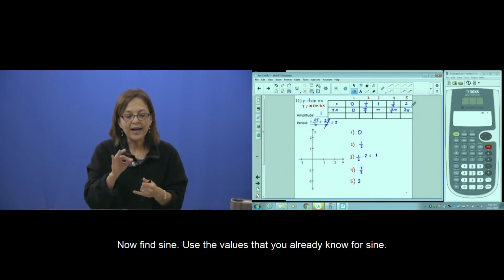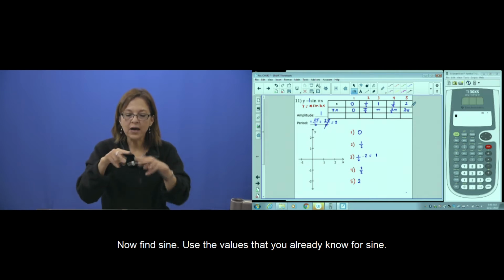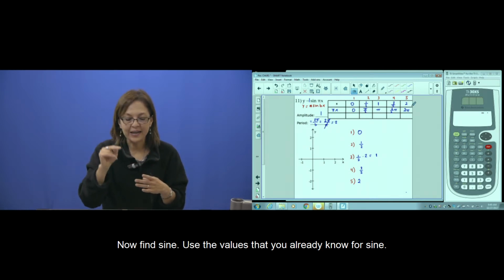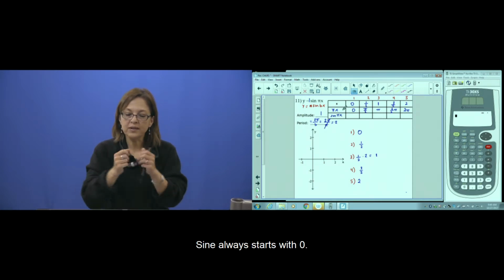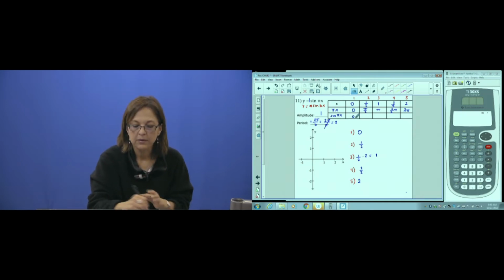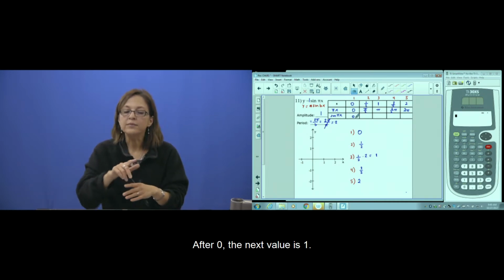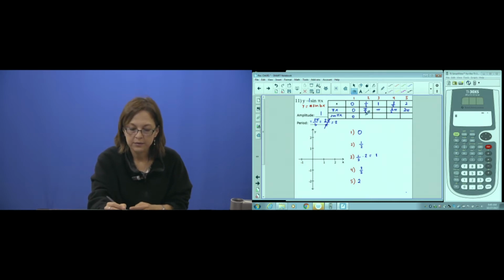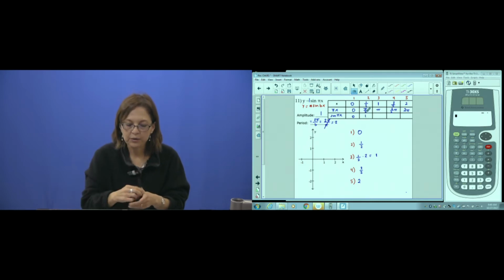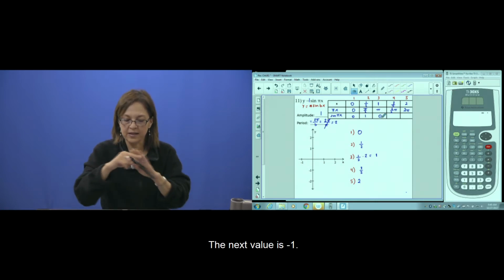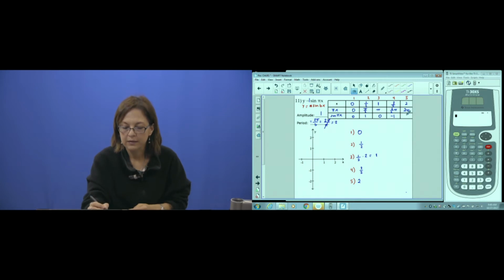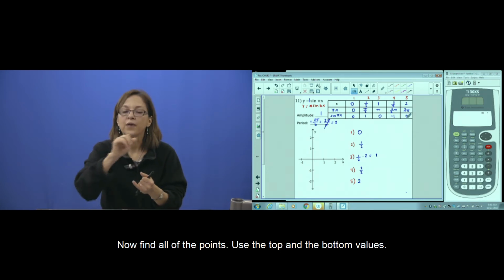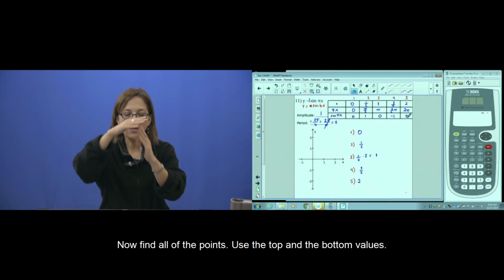Then now find sine. Use the values that you already know for sine. Sine always starts with 0. First, after 0, the next is 1. The next is 0. The next is -1. And the last is 0 again. Now, find all the points. Use the top and the bottom.